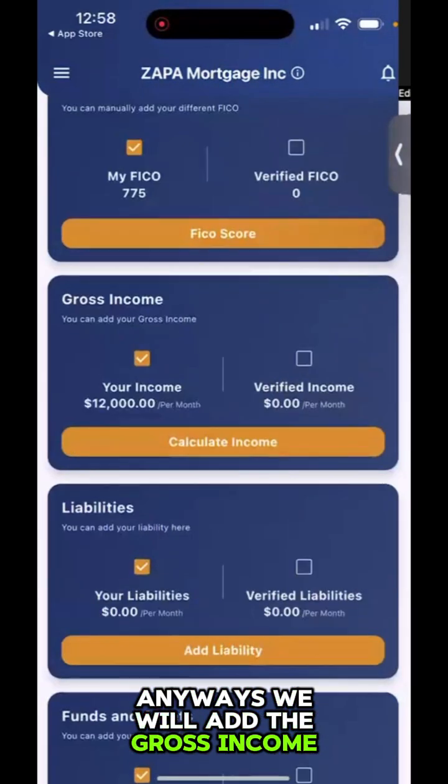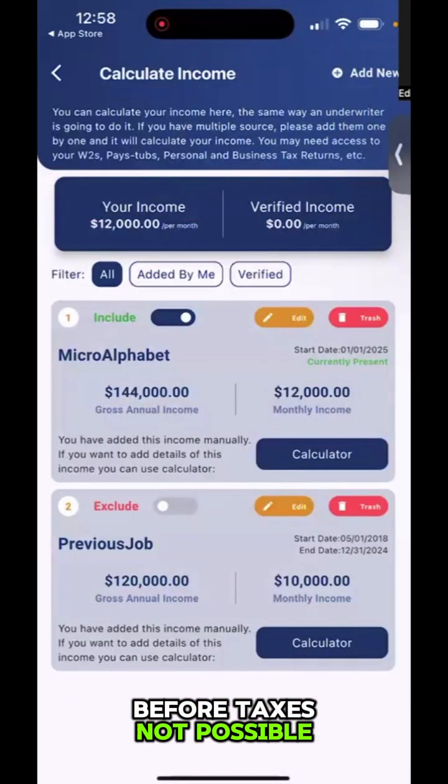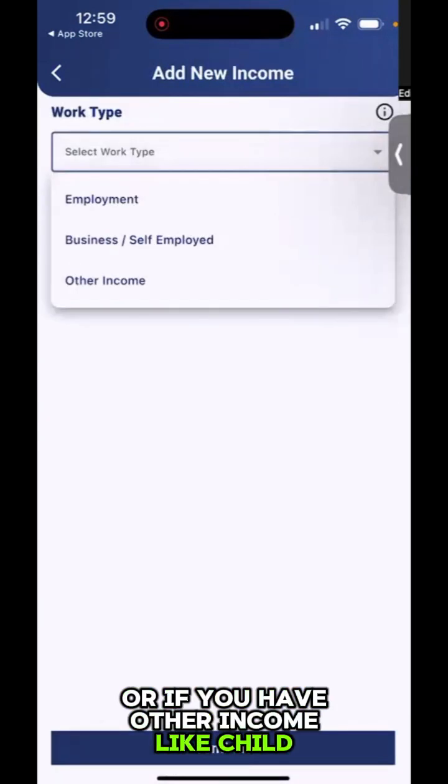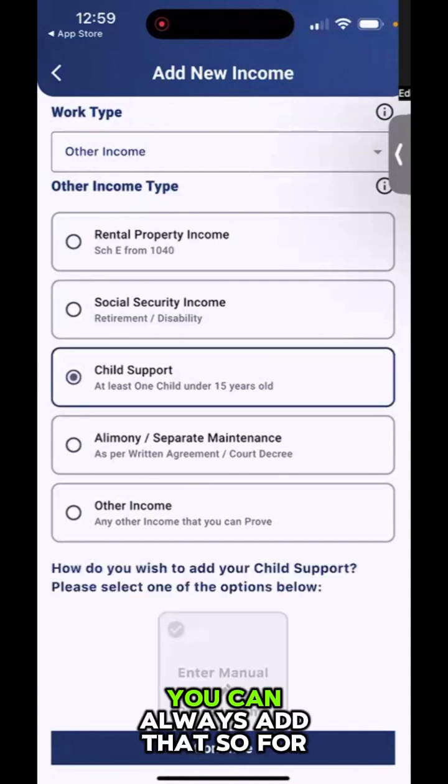Anyways, we were at the gross income. So your income, gross income before taxes, $12,000. If you are running a business, you can always say, I have a business. Or if you have other income like child support, alimony, or social security income, you can always add that.